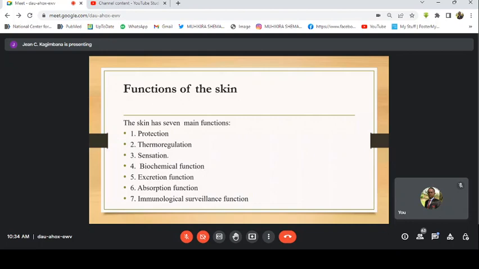When you connect the function and the structure of the skin, you see, if you don't know the structure of the skin, you cannot understand well the function of the skin.